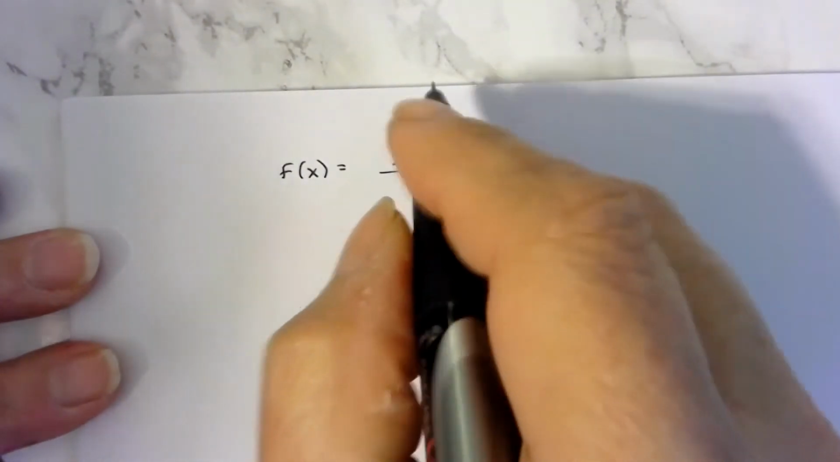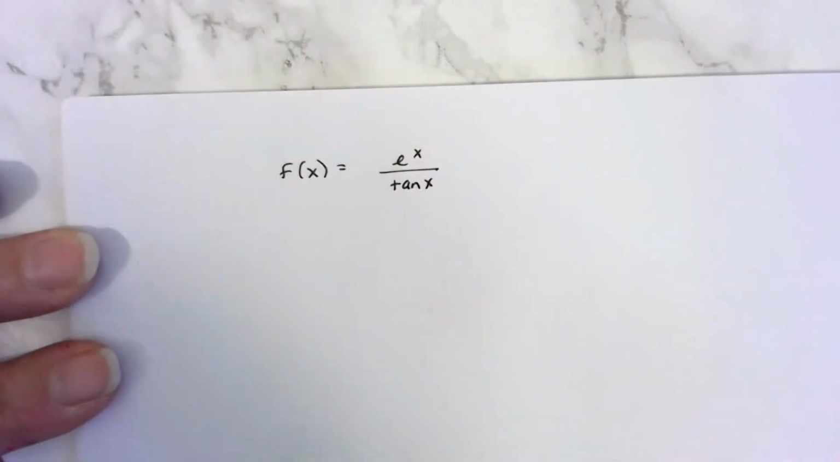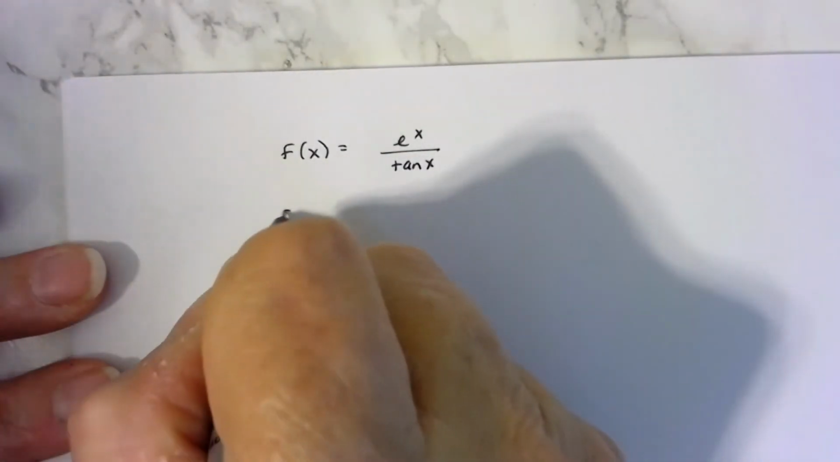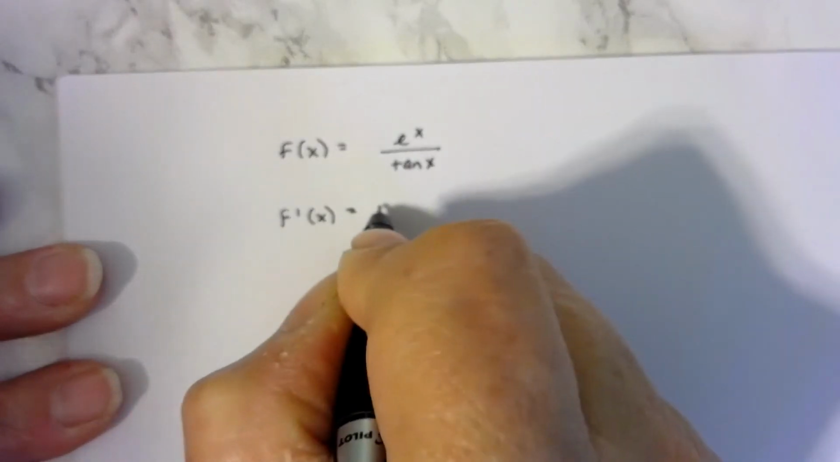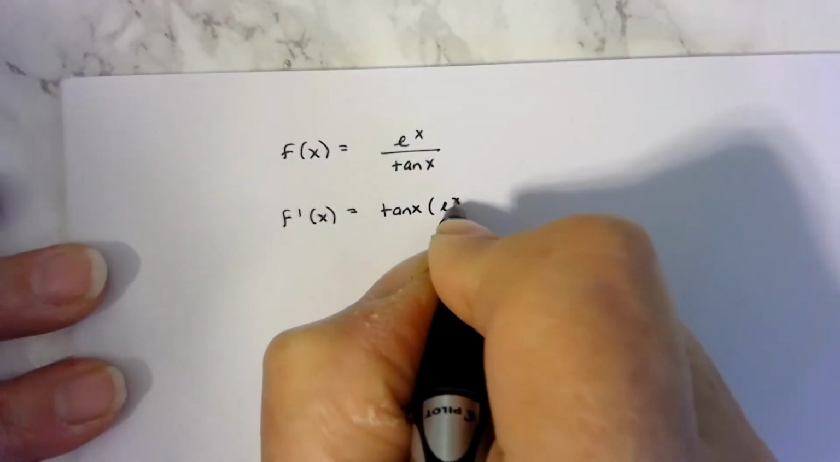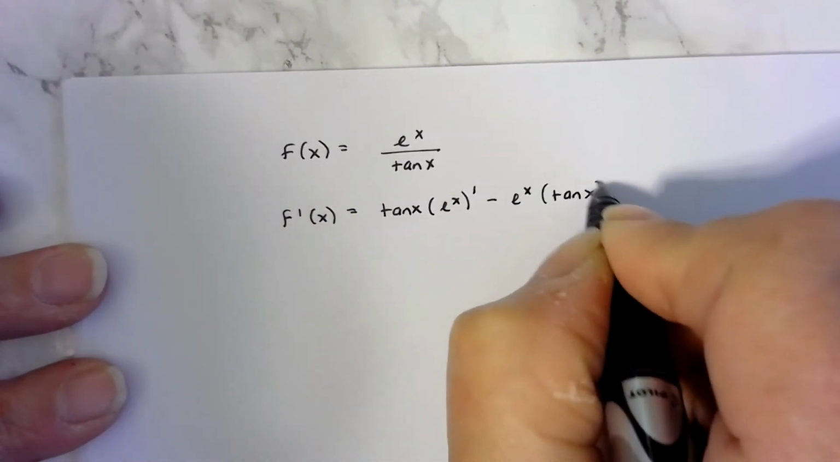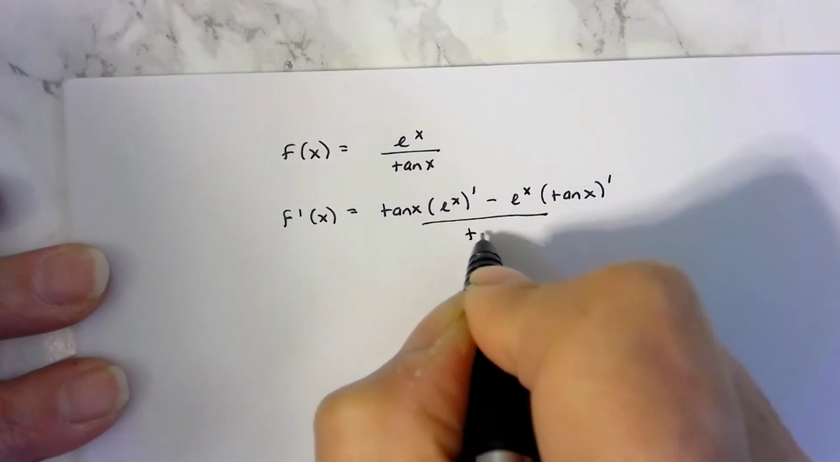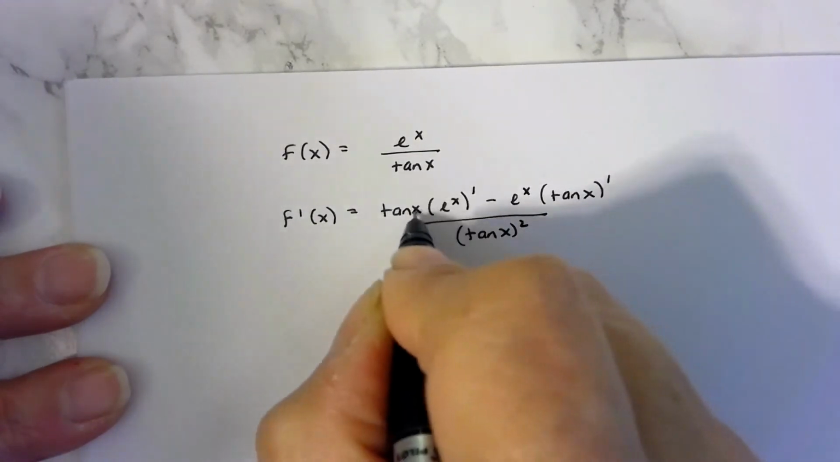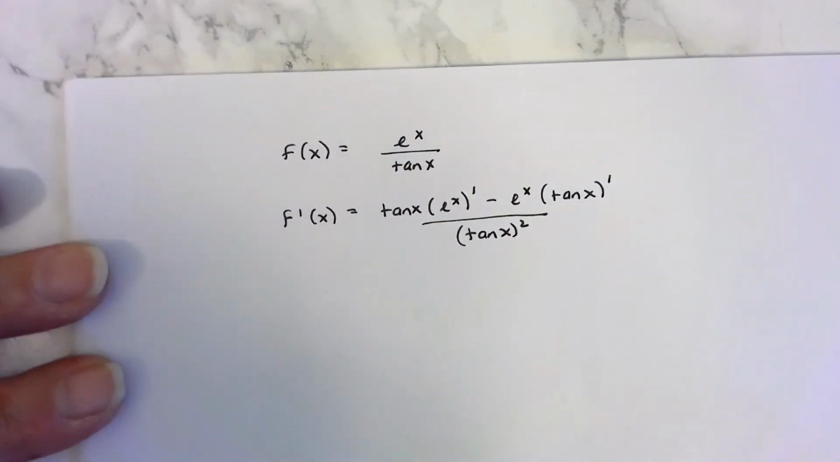Another one might be f of x equals, I don't know, e to the x over tangent of x. So again, I'm just making these up. So according to the quotient rule, I can write this as tangent of x times the derivative of e to the x, minus e to the x times the derivative of the tangent, all over low squared. Low d high minus high d low over low squared.